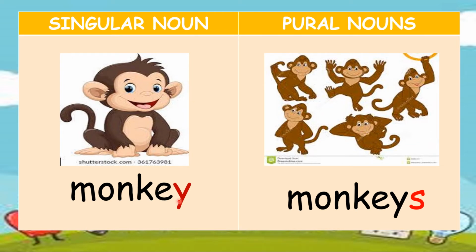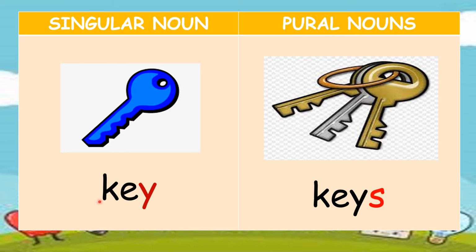Monkey, singular. Monkeys, plural. We don't need to change Y to IES because the letter before the Y is a vowel, and that's the letter E. Next, the word key. Key ends with letter Y. The plural is keys. Add the letter S. The letter before the Y is a vowel, so add S.